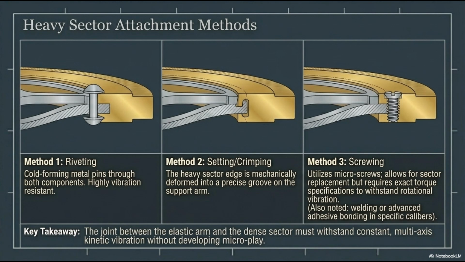This utilizes microscopic threaded screws to bind the plates. It allows a watchmaker to actually remove and replace the heavy sector during a service, but it requires exacting torque specifications to ensure the screws don't back out from rotational vibration. In the highest echelons of horology, you might also see advanced welding or aerospace-grade adhesive bonding. Regardless of the method, this joint cannot develop even a micron of play.